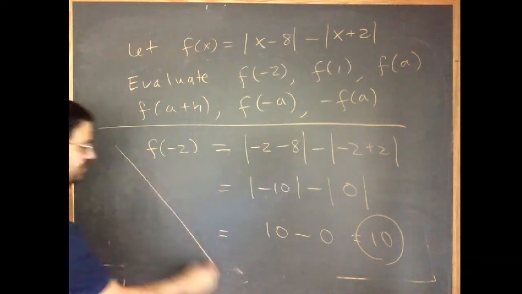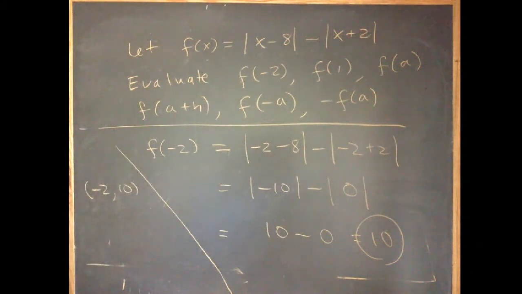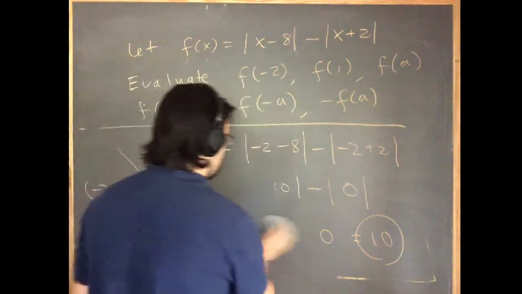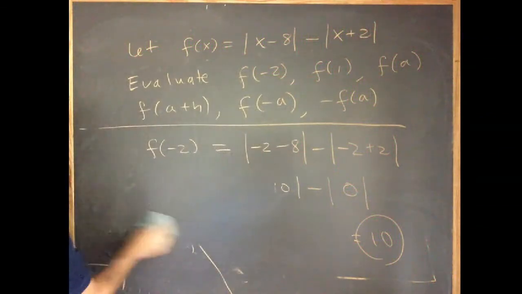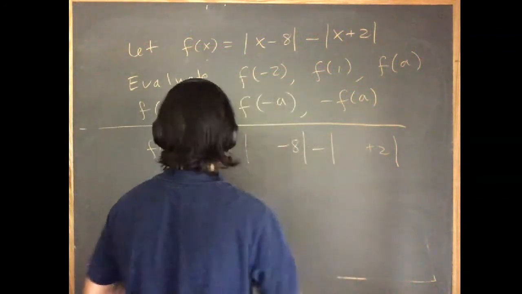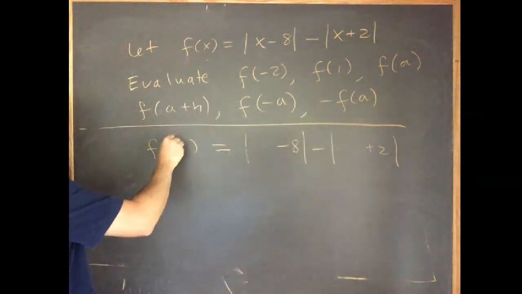Now what does this mean graphically? Well, for this function, the point negative 2 for the x value and 10 for the y value is on the graph of f of x. Okay? Go ahead and plug in 1 and see what changes. So what do you get when you plug in 1? And once you have your answer, type it into the chat. So now we're going to plug in 1 now.